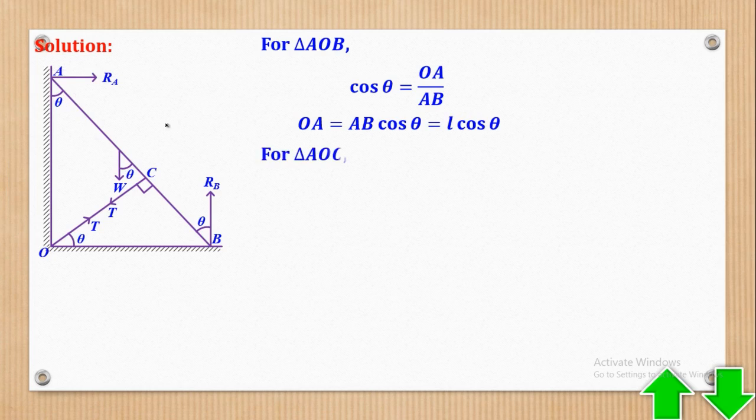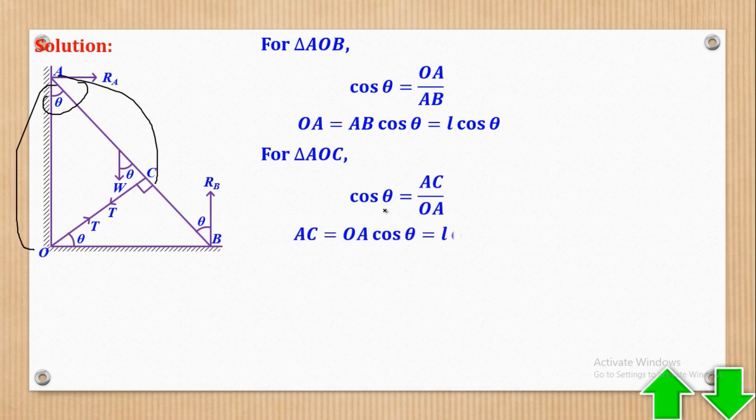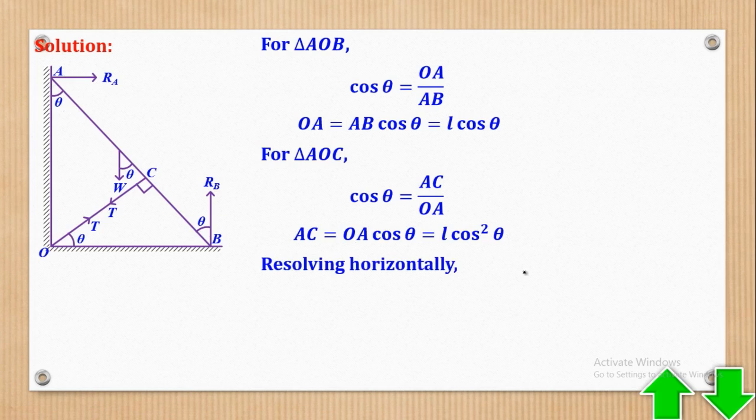Now that we know OA, we can use triangle OAC. So AOC is a triangle, and when I use this angle to get cos theta, it will be adjacent, which is SC, over hypotenuse, which is OA. So cos theta is equal to SC over OA, but I know OA is L cos theta, so L cos theta times cos theta will give me L cos squared theta. So now that I've got that, I can go ahead to answer the question.